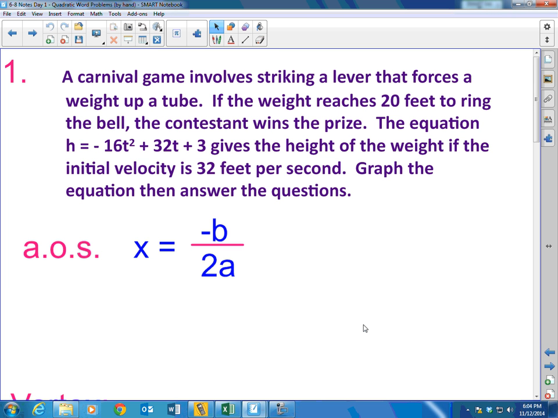It gives you the equation there, negative 16t squared plus 32t plus 3. The initial velocity is 32 feet per second. Notice that initial velocity is plugged into the equation already. It's plugged in right here. So this is actually really useless information. It's already plugged in, so you can kind of cross that out. It asks you to graph the equation and then answer the questions.